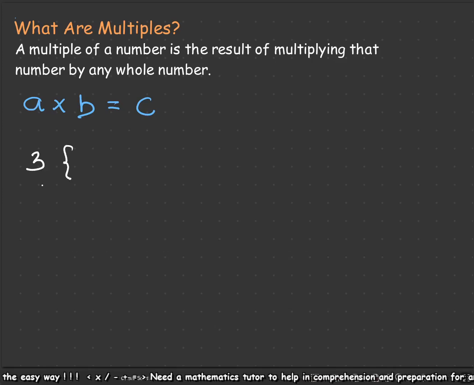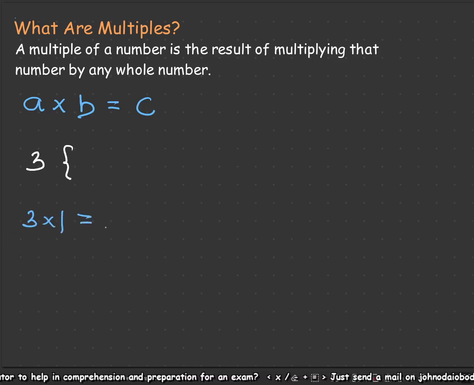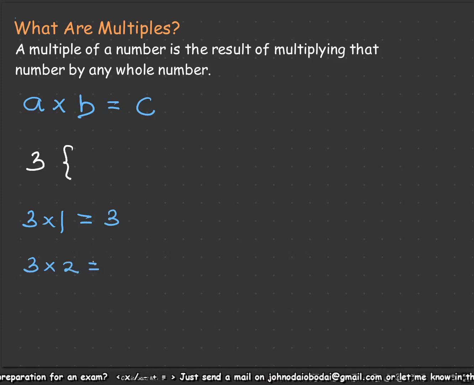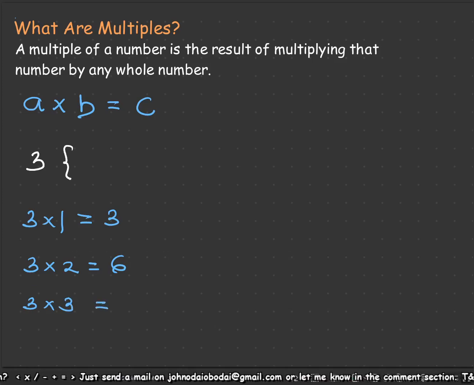So if you take 3, for instance, and we want the multiples of 3, then you just multiply 3 by any whole number at all to give you the multiples. For instance, you can start by multiplying 3 by 1, and that will give you a multiple of what? 3, which is 3 times 1 gives us 3. You can say 3 times 2, which gives us 6. 3 times 3 gives us 9. You see, all the numbers you get when you multiply 3 by any number are the multiples of 3.